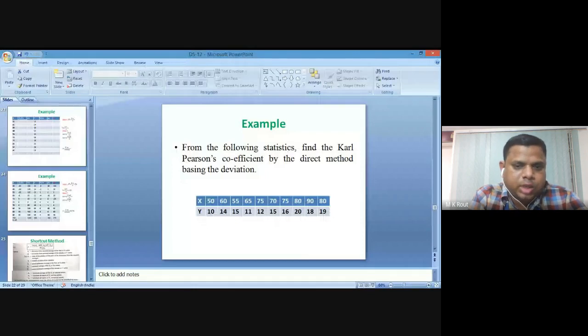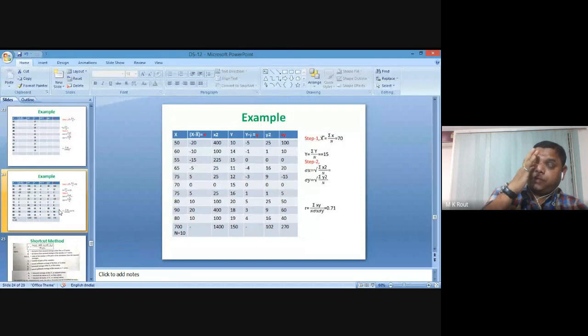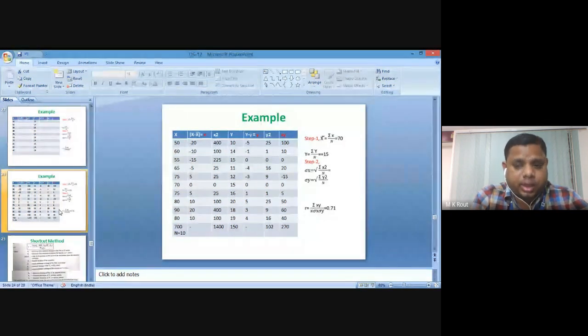I'll show that particular table here. If you calculate the mean of x, that is 700 divided by 10, which equals 70. In case of y bar, the sum is 150 divided by 10, which equals 15. If you go to step number 2, the standard deviation equals the square root of sum of x square divided by n. Here sum of x square is given as 1400, divided by n, which is 10.